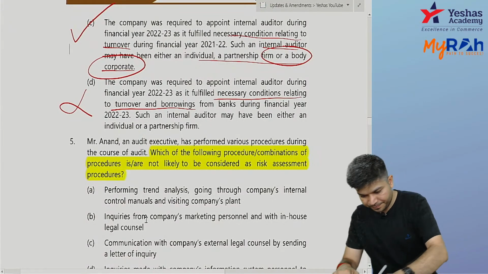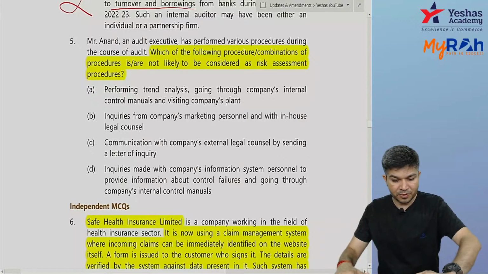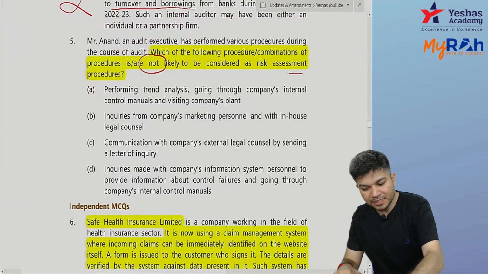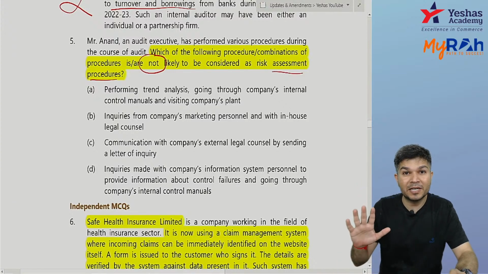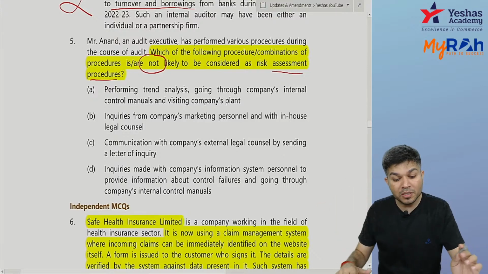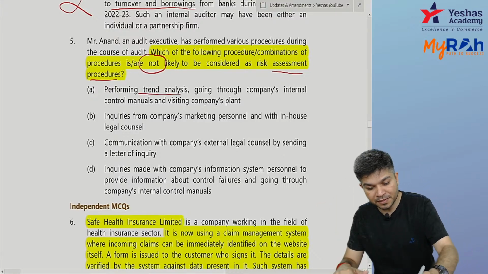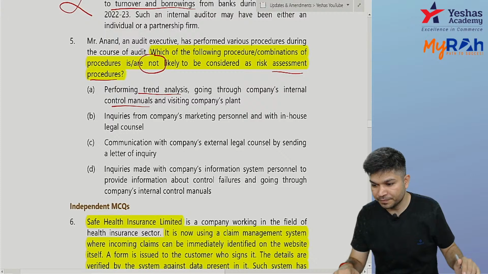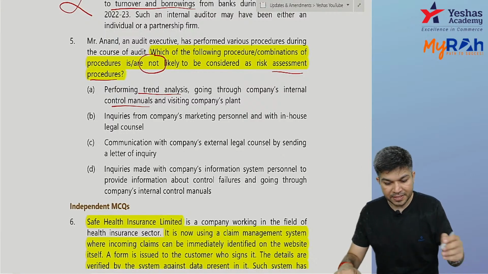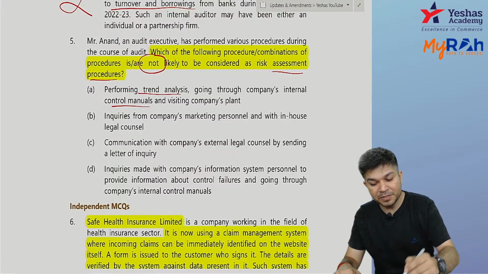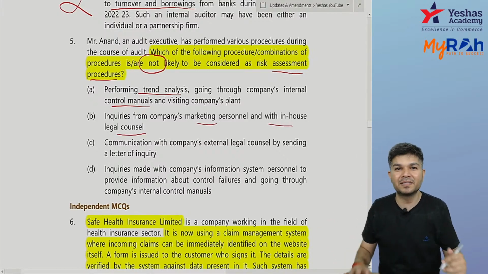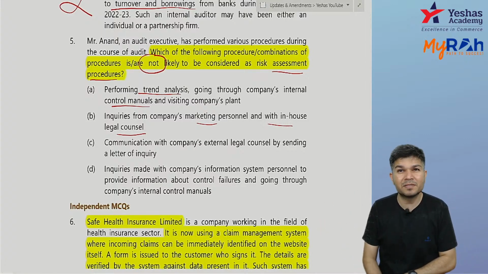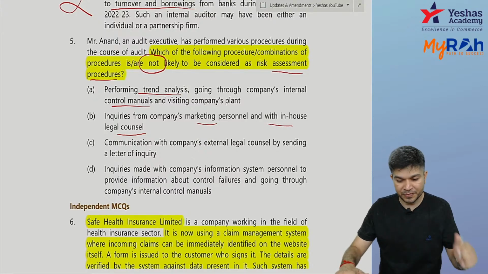Now, question number 5. Which of the following is not likely to be considered as a risk assessment procedure? Under risk assessment procedure, we try to identify risky areas. So which is not a risk assessment procedure? Doing some trend analysis, going through control manuals: this is trying to identify weak areas, so it is a risk assessment procedure. Next, inquiry from the company's marketing personnel and in-house legal department to understand how the contracts with customers are, how the sales are happening, when we record revenue. This is still a risk assessment procedure.